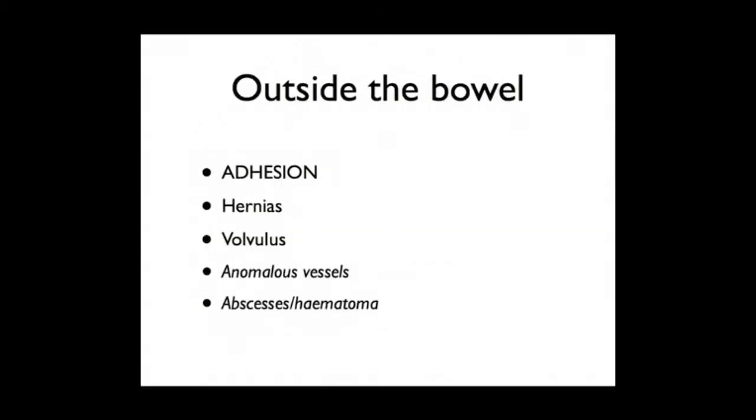And then lastly, and perhaps most importantly in terms of the contribution that they make to the total number of causes of bowel obstruction, are the things outside the wall. Most importantly, adhesions, but also hernias, volvuli. Those are three very important things to remember. Lastly, anomalous vessels can cause problems, as can abscesses and hematomas.